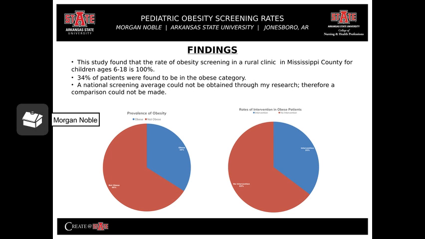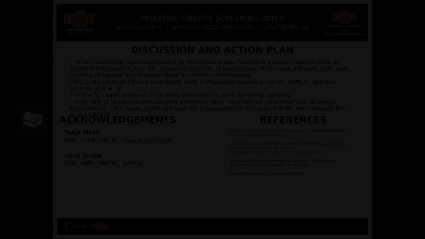This study found that the rate of obesity screening in a rural clinic in Mississippi County for children ages 6 through 18 is 100%. 34% of the 50 patients that I reviewed were found to be in the obese category. My intention was to compare that percentage to the national screening average, but I was unable to obtain that through my research. Therefore, a comparison could not be made.